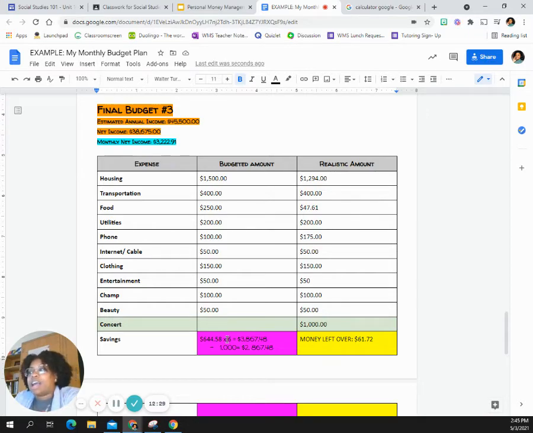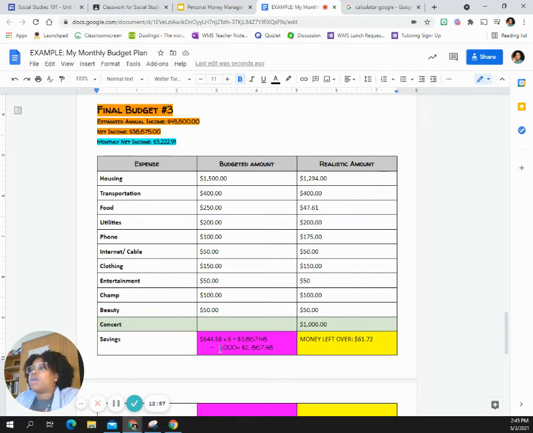Now, I had a concert. So instead of coming from my monthly income, because obviously I can't afford a $1,000 concert in 1 month, I'm going to take it from my savings, because savings is for a rainy day. It's for emergency purposes, but it's something that you're keeping on to your own money so that you're able to use it when you need it.